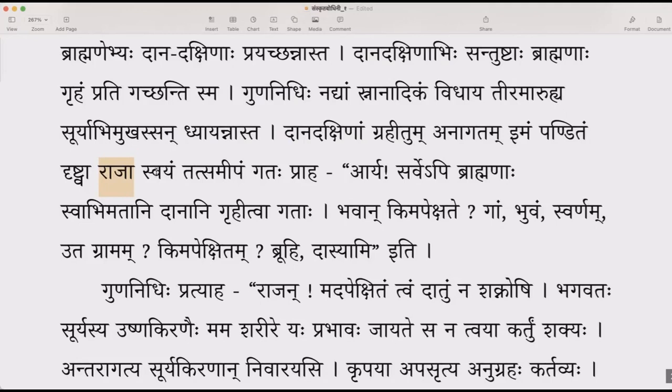So the king himself went near him and said. Okay, that was funny. This is how that Kannada English helps a lot. He only went near him. They have a phrase called Adalla Ange. So if you put it in English, it is like that and all like that only. So Swayam Tat Samipam Gataha Praha.